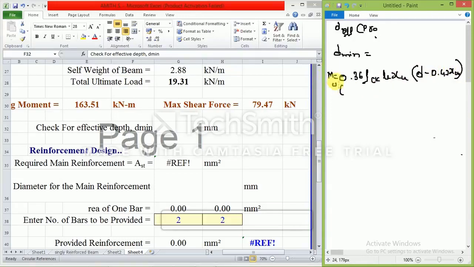You know the maximum bending moment that we had already found, that is 163.51. 0.36 FCK is already given in the question, that is 20. You know the width of the column, XU you can calculate. D, the effective depth, that is D minimum, is what we need to take out from this equation.